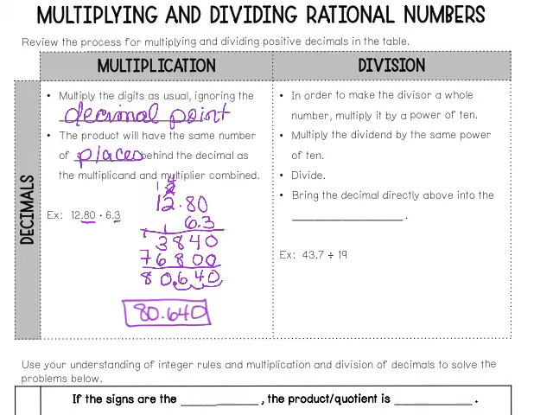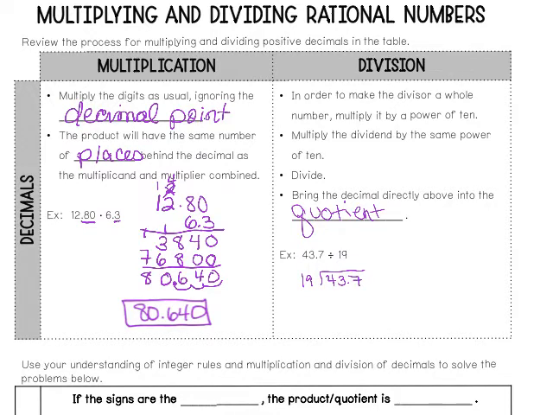All right, now it's time to review division. In order to make the divisor a whole number, multiply it by a power of 10. Multiply the dividend by the same power of 10. Divide, bring the decimal directly above into the quotient. For example, here it's already a whole number. So we can skip steps 1 and 2.